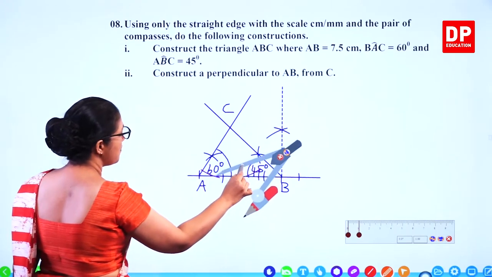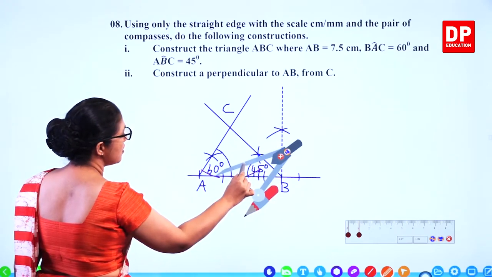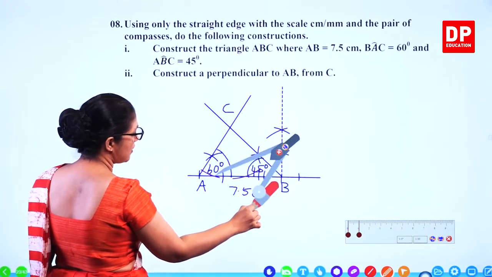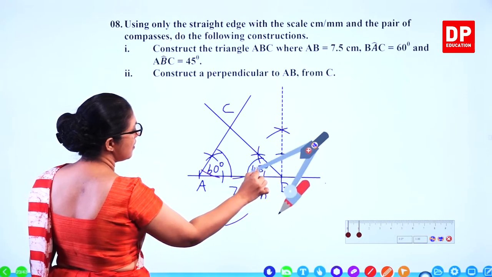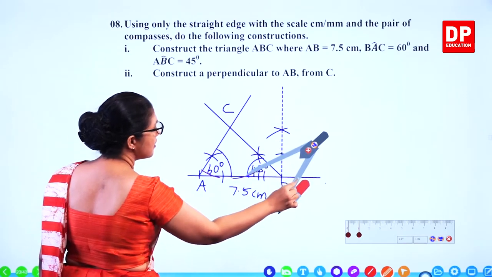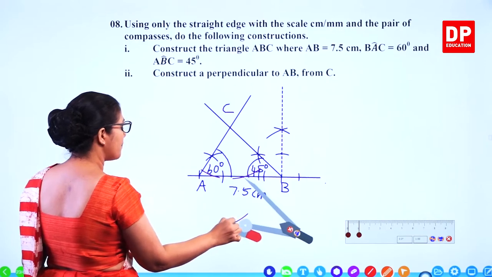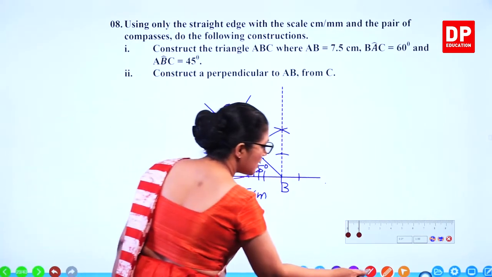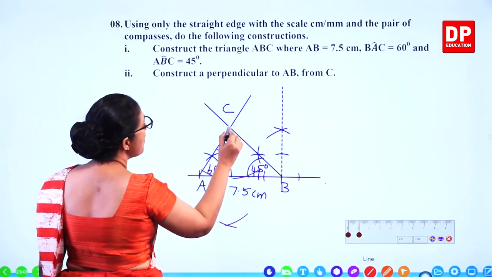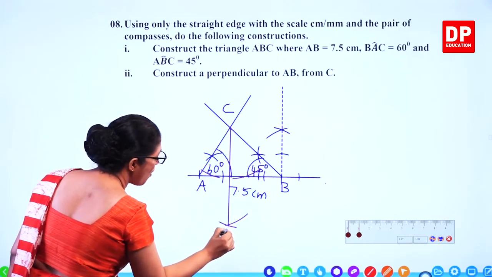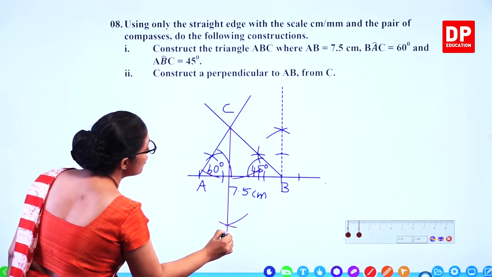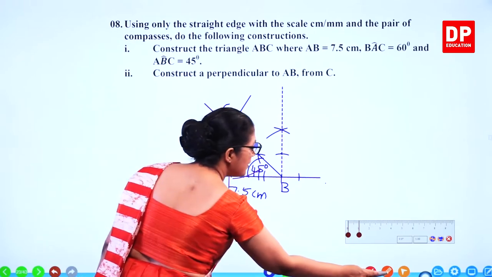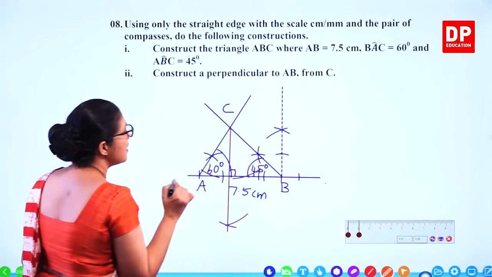So then you can keep the compass on that point and draw the arc. This one, and this one. Now we can connect C with this. So that's the perpendicular drawn from C to AB. That's the perpendicular line. So this is 90 degrees.